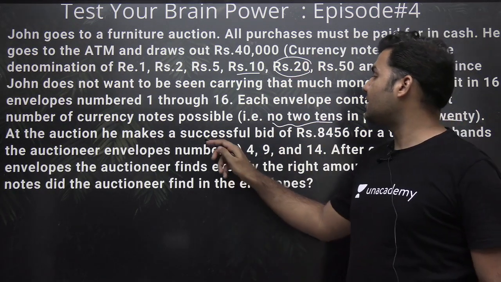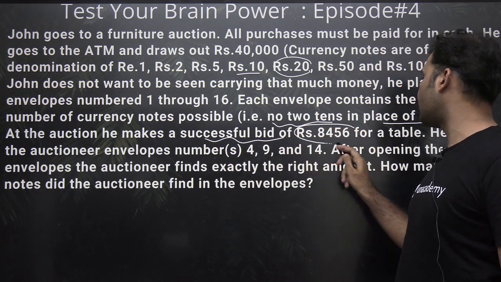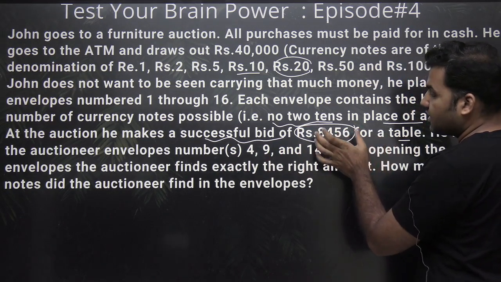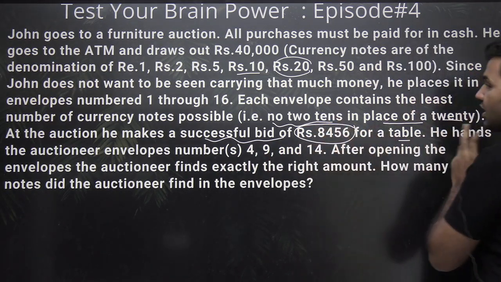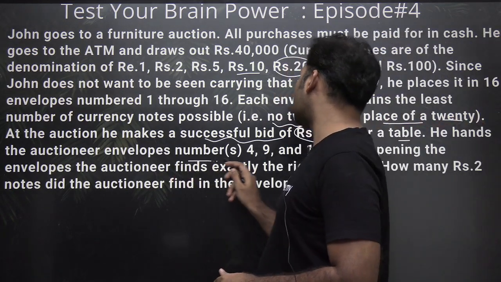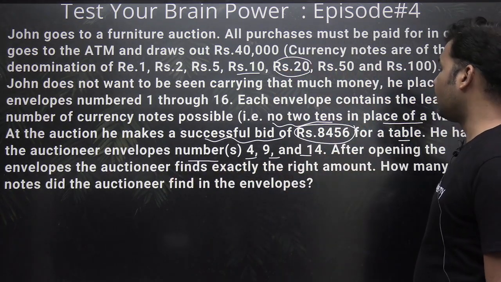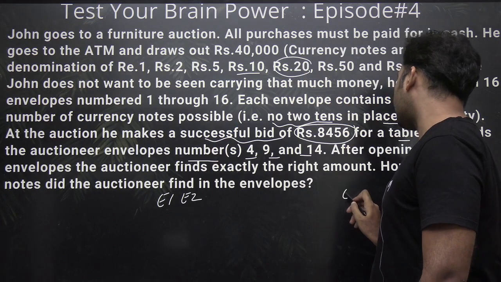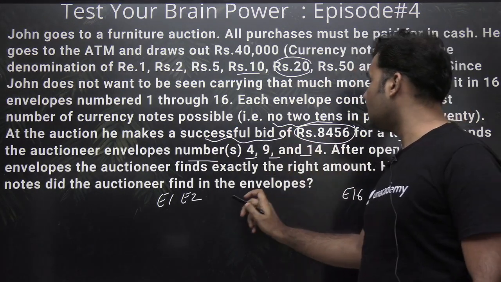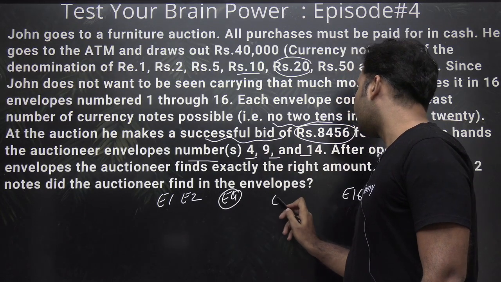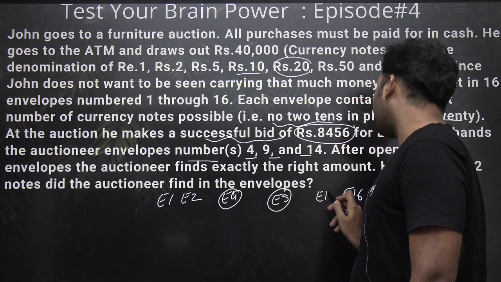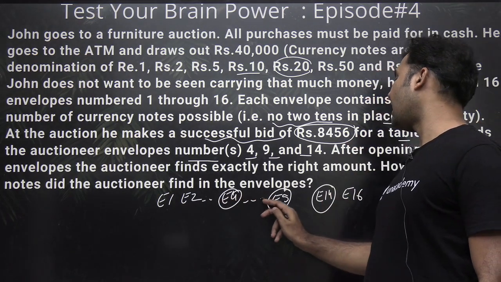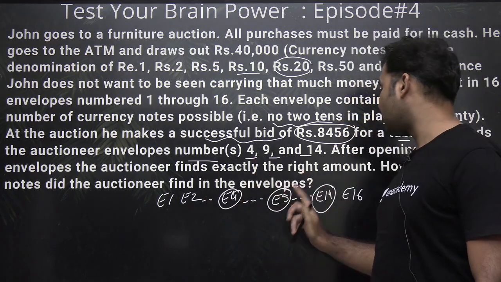Now at the auction, he makes a successful bid of rupees 8,456 for a table. That means the amount that he is supposed to give for the table is 8,456. Now he hands the auctioneer envelopes number 4, 9 and 14. He has envelope number 1, envelope number 2 and so on till envelope number 16, and he is using envelope number 4, envelope number 9 and envelope number 14 to give the amount of 8,456.